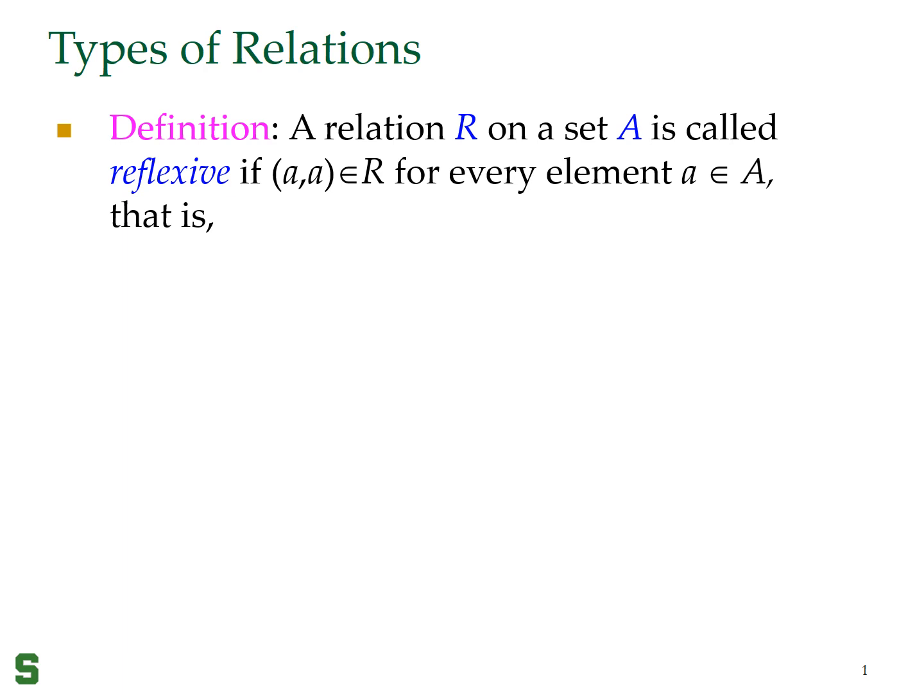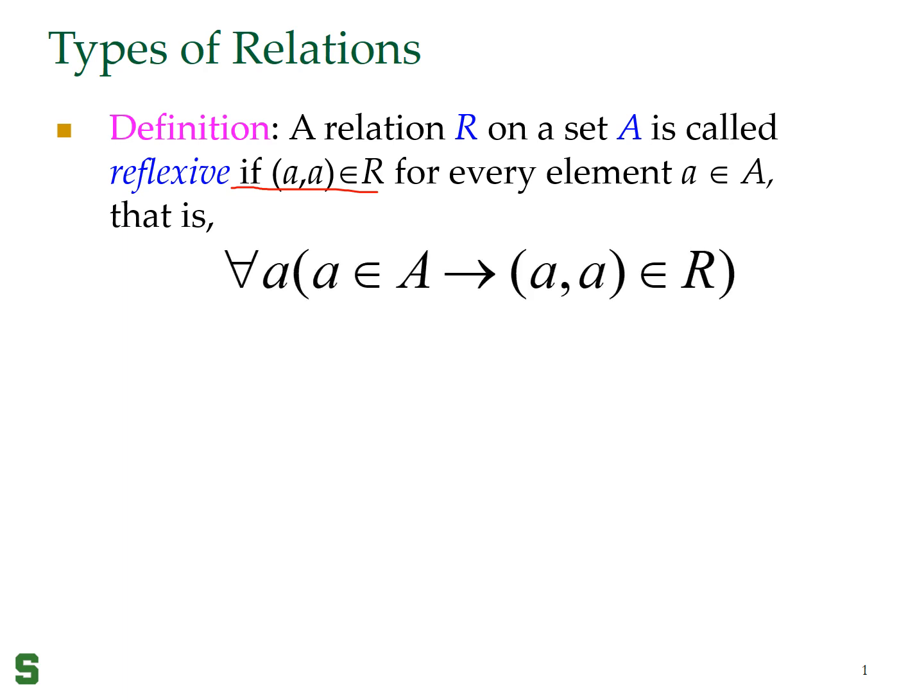A relation R is said to be reflexive if the pair (a, a) is in relation R for every element in A. In other words, we want for any a, if little a is in the set capital A, then this pair (a, a) must be in the relation. If this property is satisfied, we call the relation reflexive. If the property is not satisfied, we say that the relation is not reflexive. It's as simple as that.